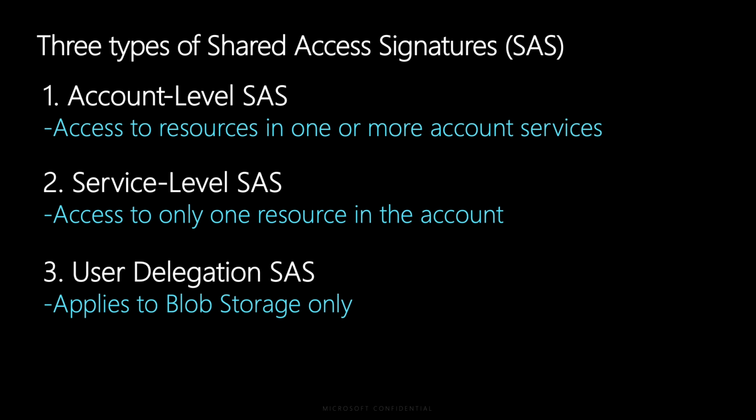The account level SAS provides access to one or more services in the account, meaning you can access blob storage, table storage, and queue storage with the same SAS. It has the ad hoc form with the start, expiry, and permissions included on the URI. It can also grant access to service level operations that aren't available with the service SAS, such as get operations at the service level. It's authorized with the account key.